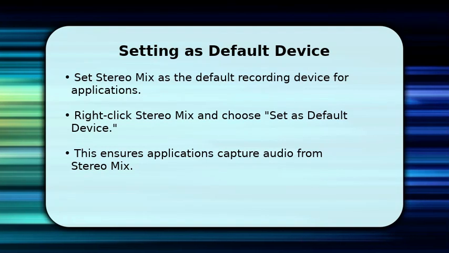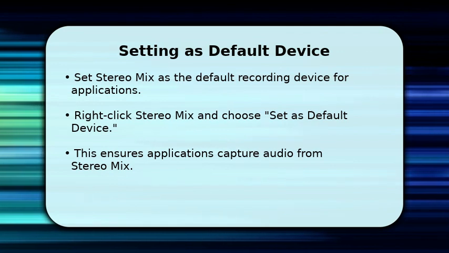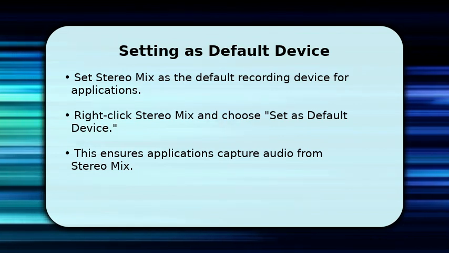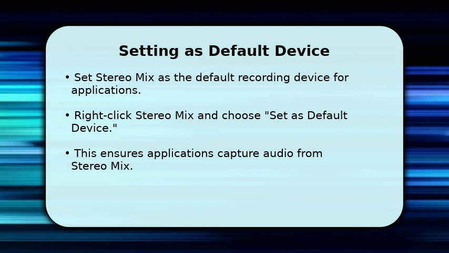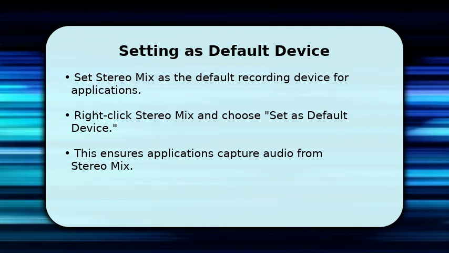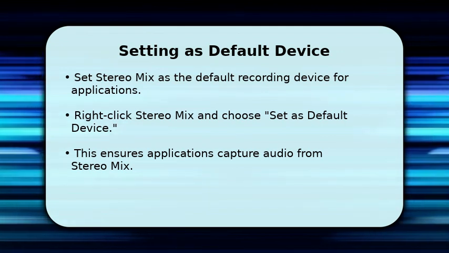Once enabled, you'll want to set stereo mix as your default recording device. In the Recording tab of the Sound Control panel, right-click on Stereo Mix again. From the context menu, select Set as Default Device. You'll see a green check mark appear next to it, confirming it's now the primary input. This ensures that programs and applications will automatically use stereo mix to capture your system's audio output.